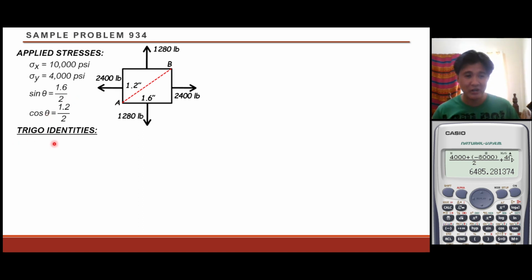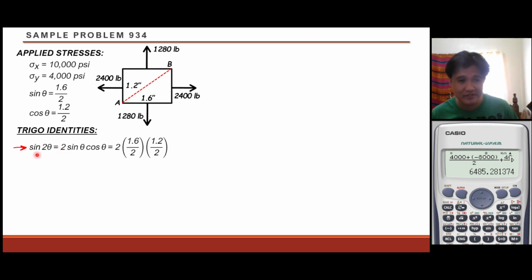Okay. And then yung trigonometric identities natin, so we have sine 2 theta, that is equal to 2 sine theta cosine theta. Substituting the values for sine theta tsaka cosine theta, we have 2 times 1.6 over 2 times 1.2 over 2. Tapos getting a value for sine 2 theta, makukuha natin yung sagot na 24 over 25. So yan ang equivalent ni sine 2 theta.